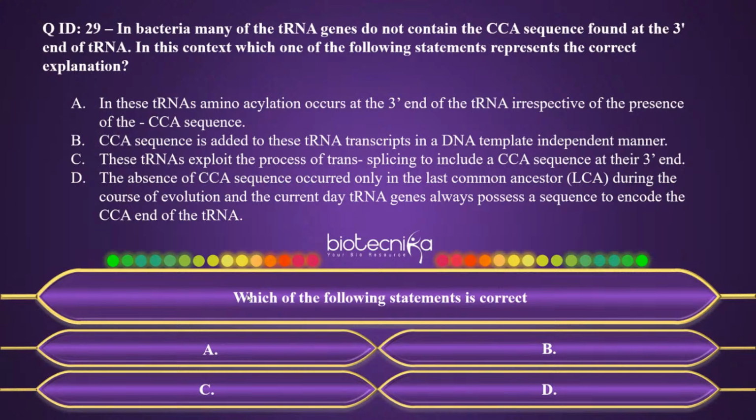The explanation was given here of how the CCA sequence is added to these tRNA transcripts. When the tRNA transcripts are being synthesized, the CCA sequence at the 3' end is not actually present. It is incorporated later on by a specialized polymerase enzyme, which adds CCA at the 3' end in a DNA template independent manner. It doesn't require any DNA template or RNA template to add this sequence. So option B would be correct for this question.